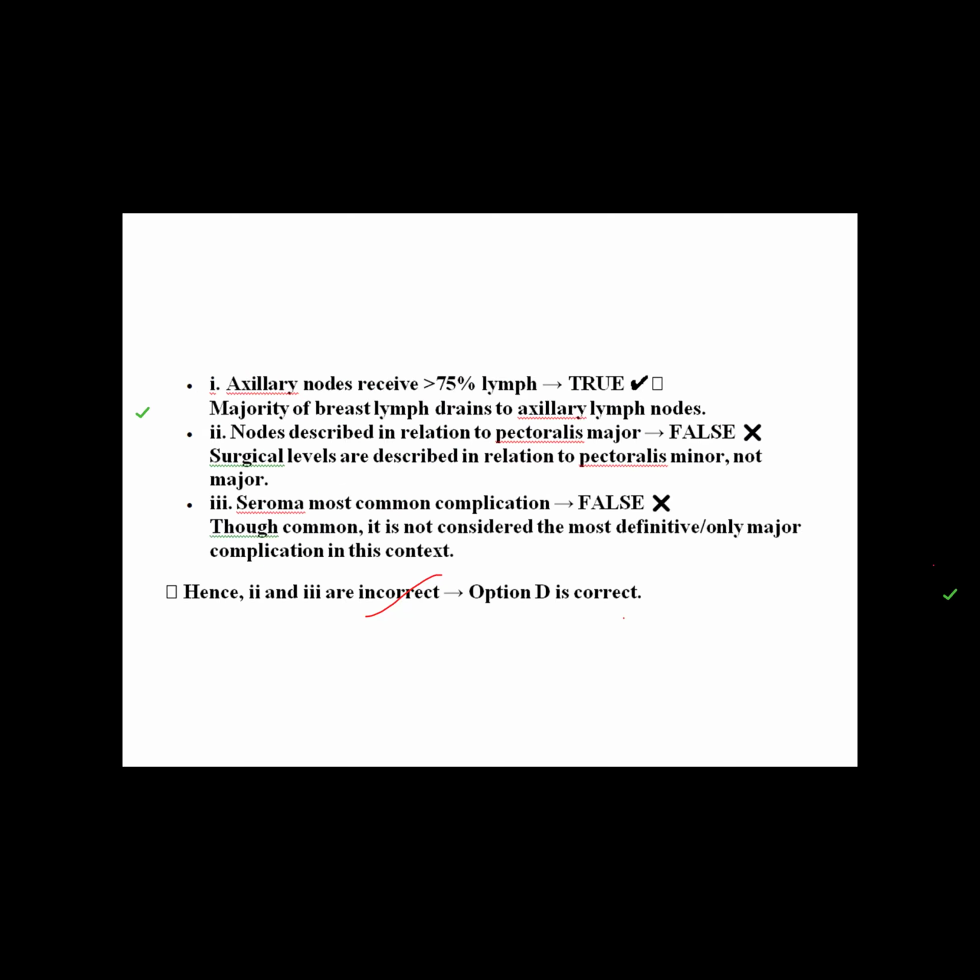2 and 3. Which of the following structures forms the left border of the mediastinal shadow in the posterior-anterior view of chest radiograph? Option A, left subclavian artery. Option B, aortic arch. Option C, left auricle. Option D, left ventricle.